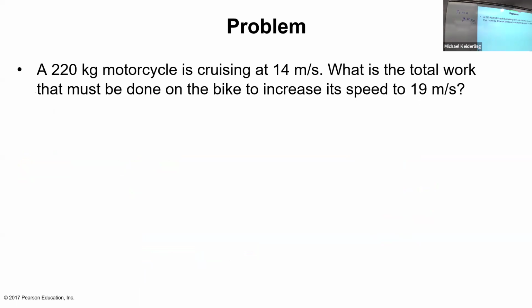If you have a 220 kilogram motorcycle cruising at 14 meters per second, what total work needs to be done on the bike to increase its speed to 19 meters per second? So we know the mass, we know the initial speed, we know the final speed. So we can use the work energy theorem to find the work required.